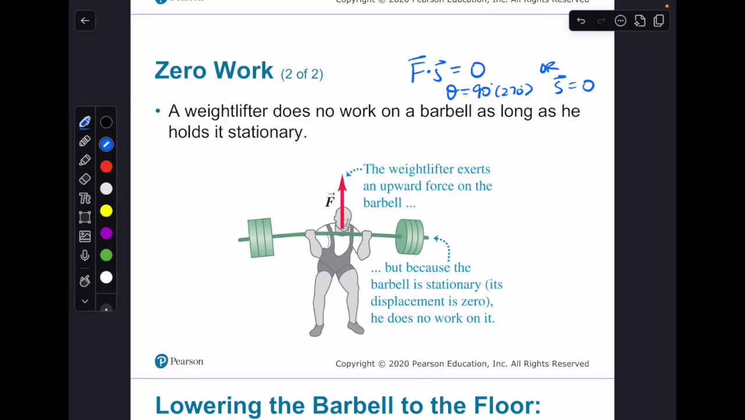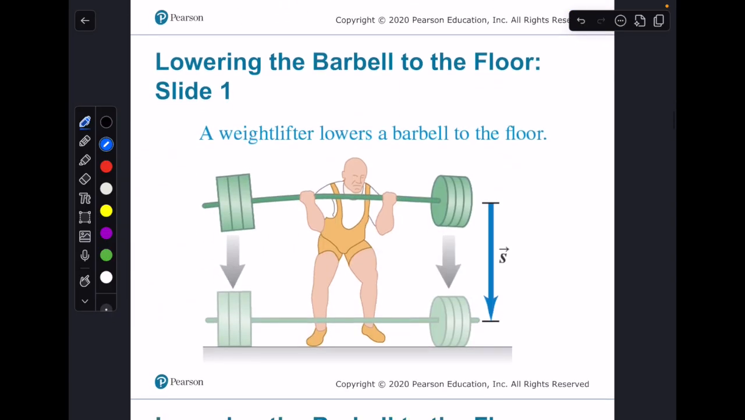And in your mind, you're like, well, it does take work to hold it up against gravity. But that's not the definition of work that we're talking about here, right? The definition of work that we're talking about is moving an object through a displacement, the energy transfer associated with that. So in this case, he's not doing any work on the barbell at this moment, okay? But let's now look at what happens when he lowers the barbell.